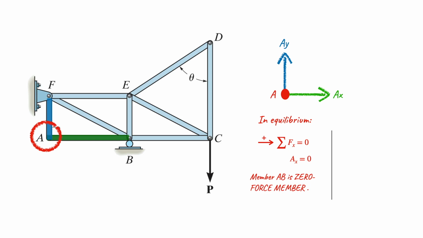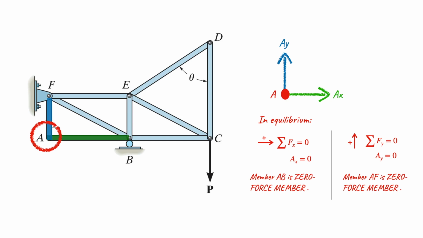If we apply the equilibrium condition accordingly in the Y direction, the summation of all the forces in the Y direction is equivalent to 0. There is only one force in the Y direction, which is AY. So AY is equivalent to 0. When AY is 0, it means that the member AF is also a zero force member. That is how you identify the zero force member in this particular truss structure.